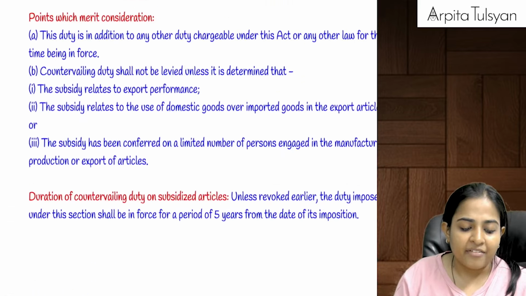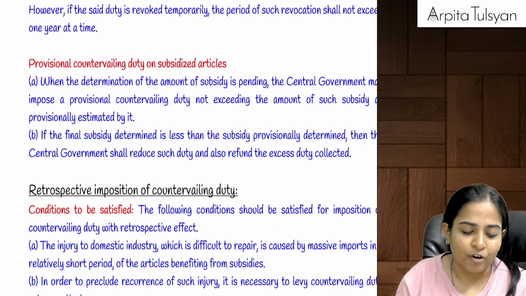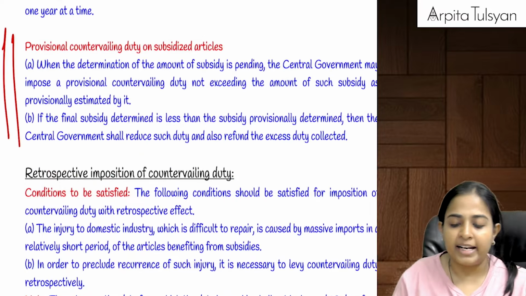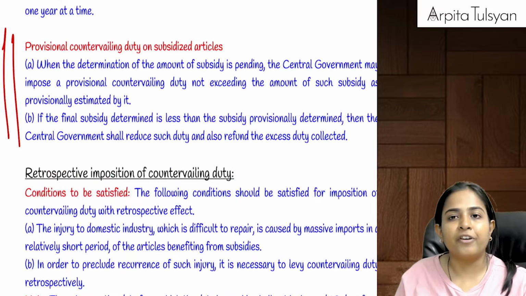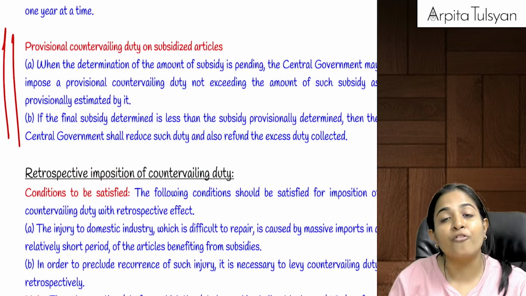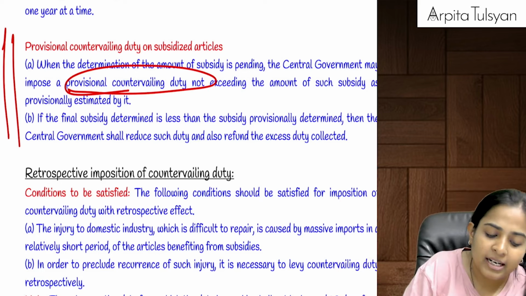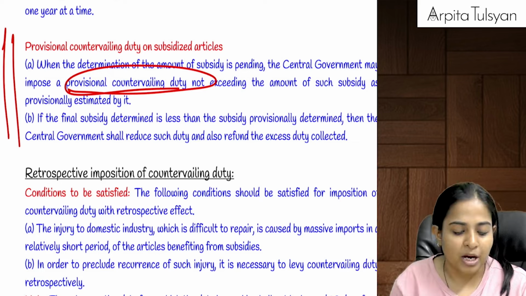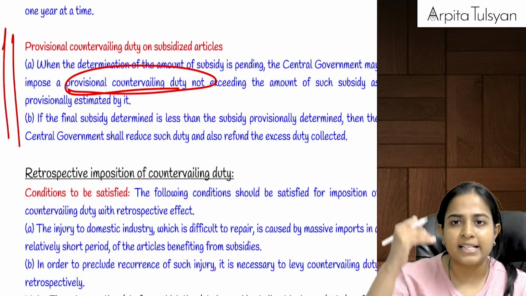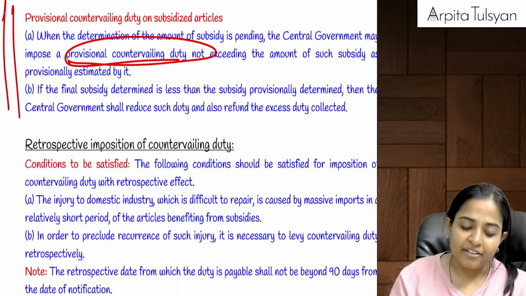Yes. And whenever this countervailing duty is levied, it will be valid for a period of 5 years, which can be further extended. And definitely, provisional countervailing duty. Suppose an inquiry is going on, and if government is of the opinion that a provisional assessment should be done, the central government can impose a provisional countervailing duty, maximum up to the amount of subsidy, and later, depending upon the final assessment, the amount can increase or decrease. So either more amount will be recovered from you or the excessive amount will be refunded back to you.